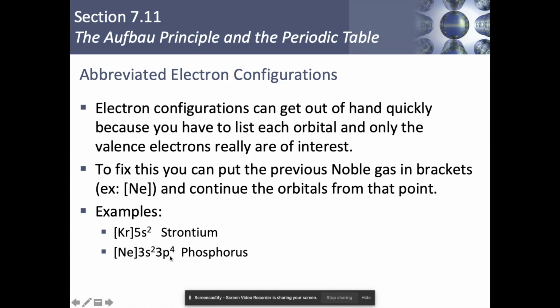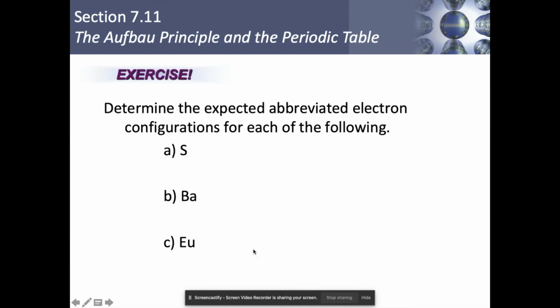And the nice thing is you can just kind of add them up still. So neon has 10 electrons. This has 2 and 4, so 12 plus 4 is 16. And guess what? Phosphorus is number 16. Okay, so it's still the same thing.